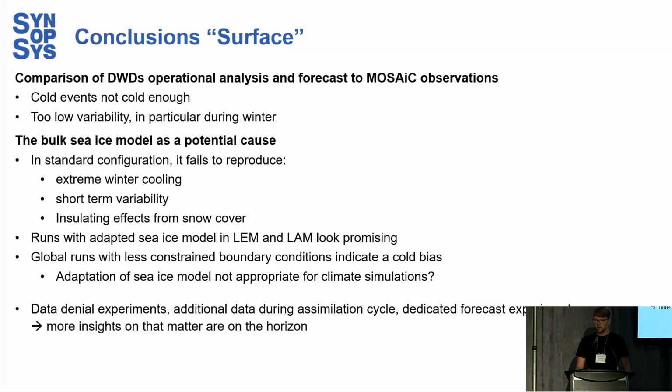We also did some global runs. I don't show the plots for that, but they indicate that the model is already a bit too cold if it's less constrained. So if we do model free runs with a global model without any boundary forcing, or SST and ice forcing, of course, then it is already quite cold, and it becomes even colder, which is not a good thing. So this adaptation of the sea ice model is maybe not appropriate for climate simulations, which are also possible with ICON-NWP. And of course, there are a lot more things on the horizon here: data denial experiments, additional data, and other dedicated experiments.